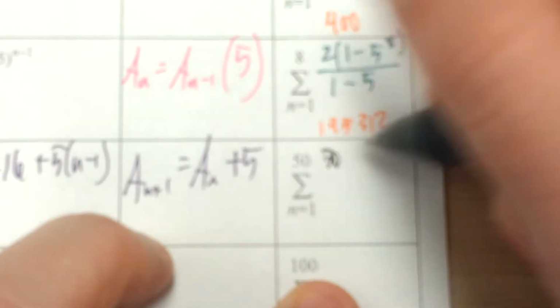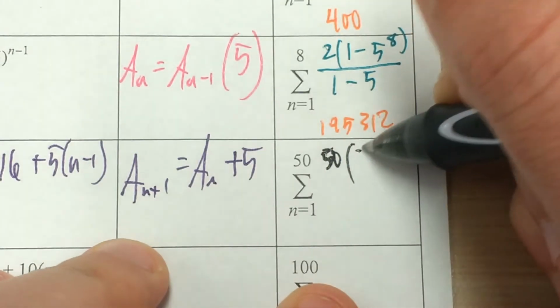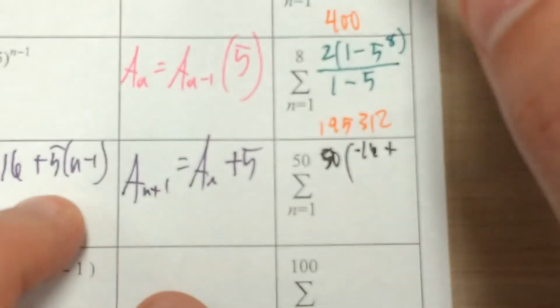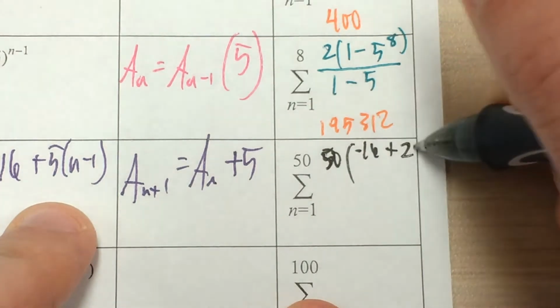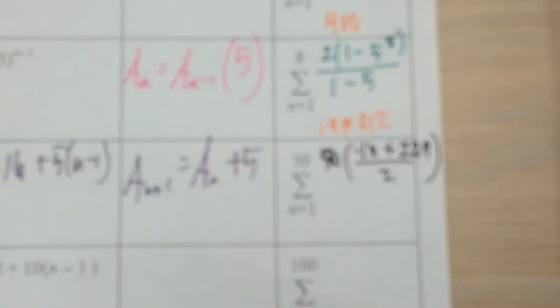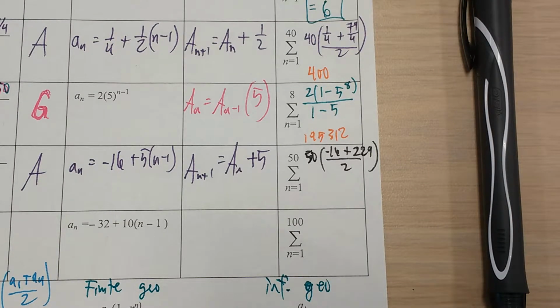We've got 50 numbers we want to add, and we're going to convert all of them to the average of the first, which is negative 16, and the 50th, which will be, let's see, 50 times 5 is 250, so we got 245 minus 16, 229. All that's going to be over 2. All right, so we'll type that in. Negative 16 plus 229, divided by 2 times 50.